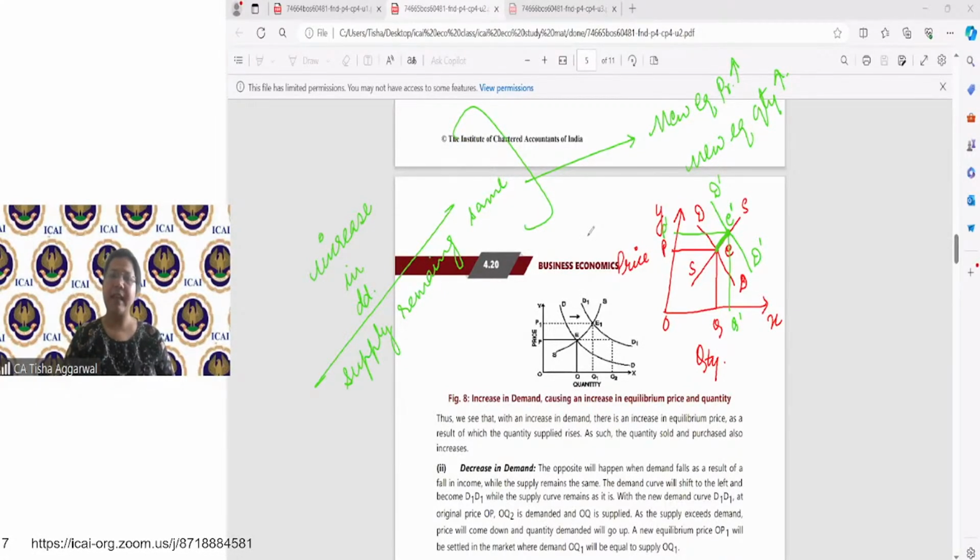Okay, perfect. So can I expect a diagram of decrease in demand, and I want what will be the new equilibrium price and what will be the new equilibrium quantity? Come on, fast. Okay, fast, please.